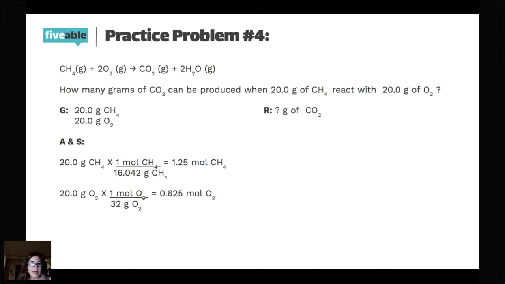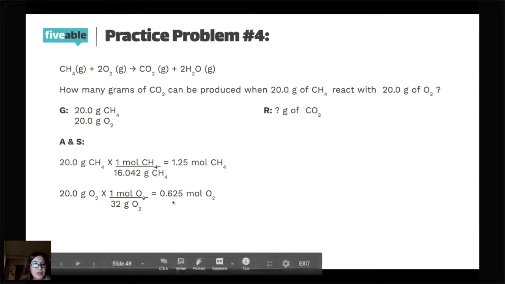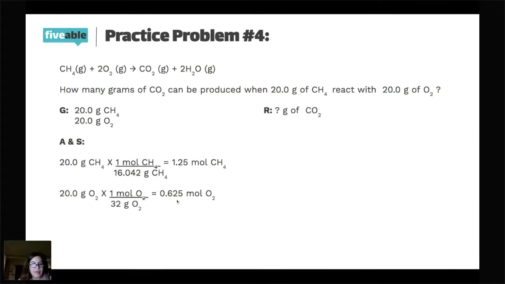Or you can think about it the other way around. If you have 2 units of oxygen, you will need half of that for methane. So if you have 0.625, you will need half of that, so 0.3, and you have much more. So whichever way you think about it, you should get to the same conclusion, that oxygen is your limiting reactant. You will run out of it first. Does it make sense up to here, the concept of the limiting reactant?